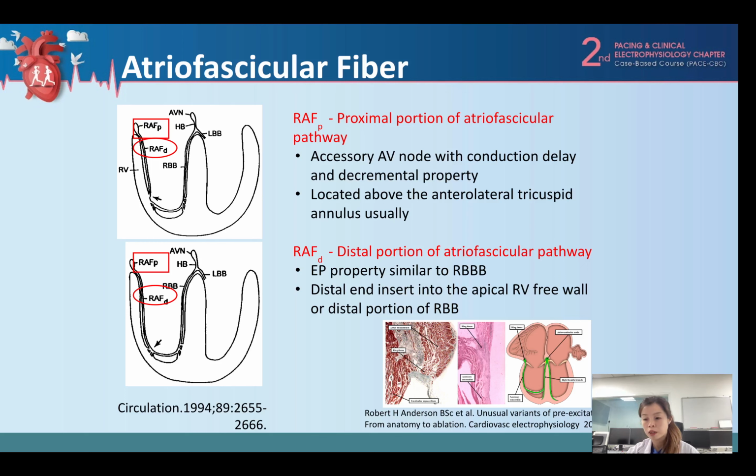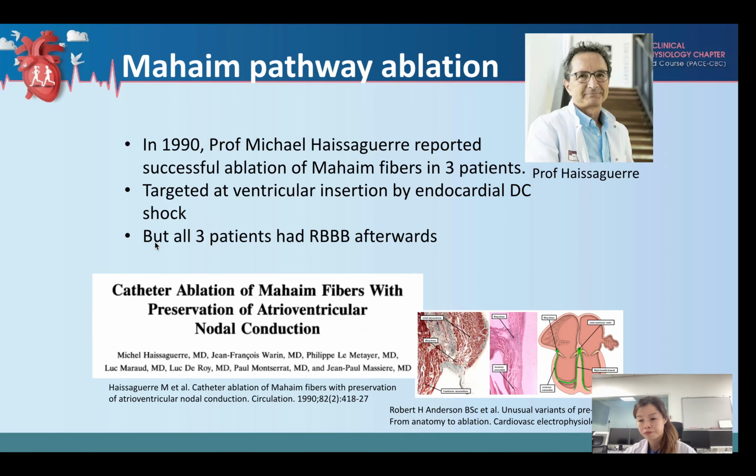This is the schematic diagram of atriofascicular fiber. The proximal portion is the accessory AV node, which has decremental property. It is located above the anterolateral tricuspid annulus. The distal portion is inserted into the RV free wall or distal right bundle branch.